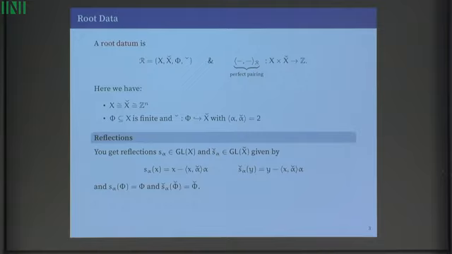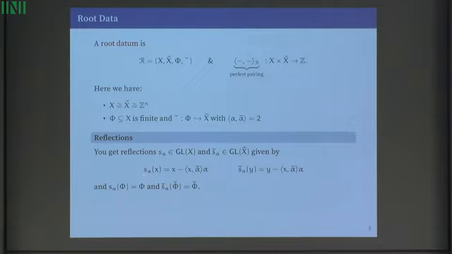This is just going to be an aside. I'm not going to use the Weyl group too much, but I do want to mention it. So to each root alpha, you get corresponding reflections. So these are invertible endomorphisms of X and X check.